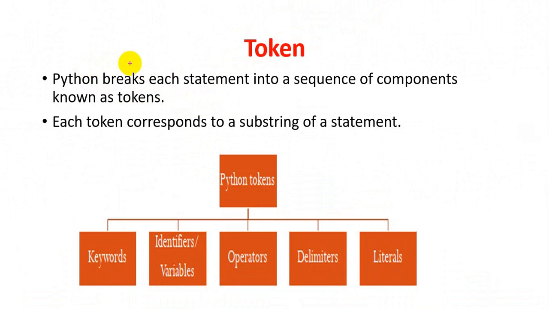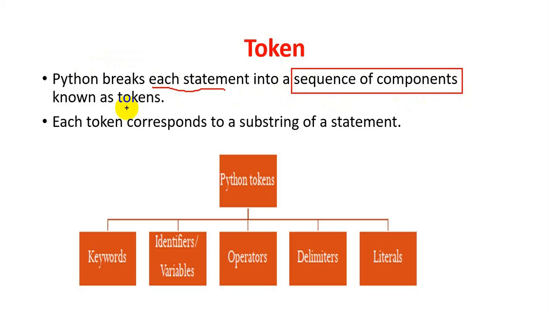Python breaks each statement into a sequence of components known as tokens. So a statement is segmented into various components. The components are known as tokens. Each token corresponds to a substring of a Python statement. So what are Python tokens?